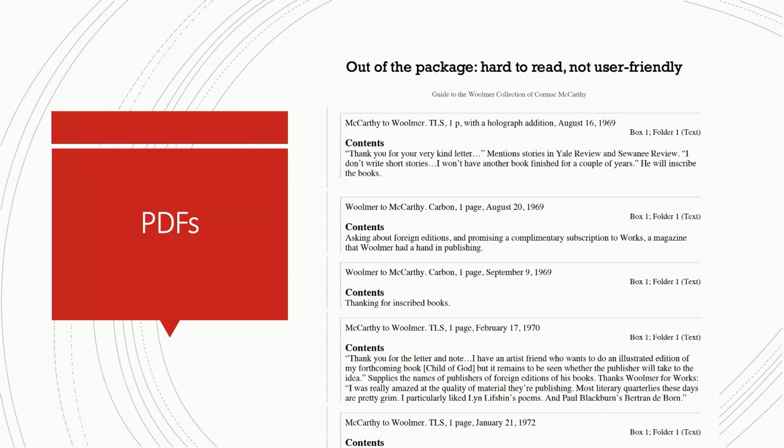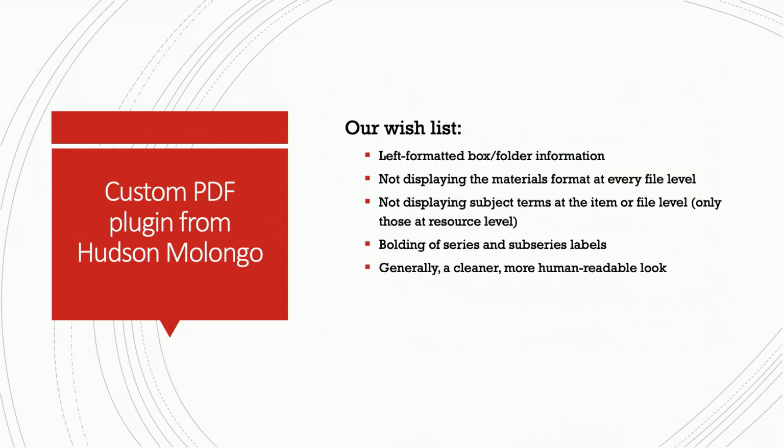We have a lot of very text-heavy collections, being a literary archive, and the repetition of text gets, well, repetitive very quickly. So we reached out to Hudson Molonglo, who was involved with the design of ArchivesSpace's technical architecture, to see if they could help us customize the PDF plugin. Basically, we wanted to know if the PDFs could look like our existing finding aids. So we gave them this wish list.